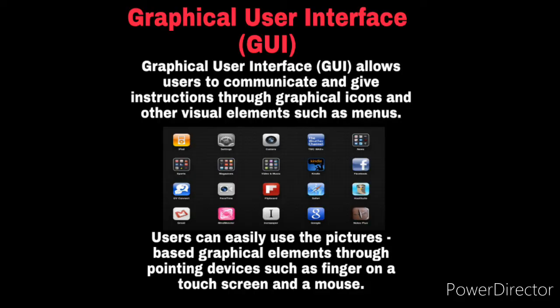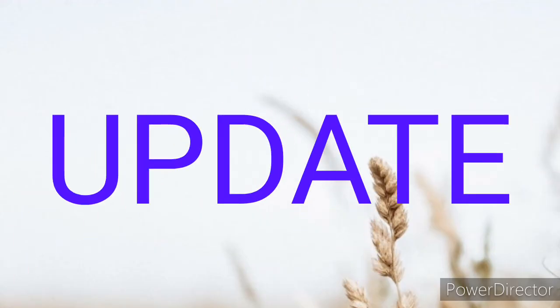Next we have GUI, that is Graphical User Interface. Graphical User Interface, or GUI, allows the user to communicate and give instructions through graphical icons and other visual elements such as menus. Users can easily use the picture-based graphical elements through pointing devices such as a finger on the touchscreen and a mouse. Let's update ourselves.